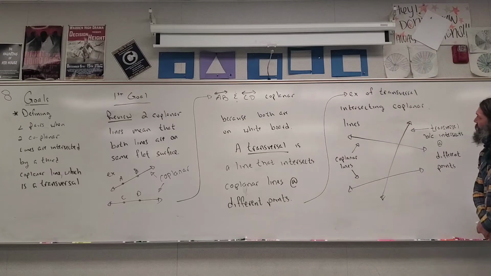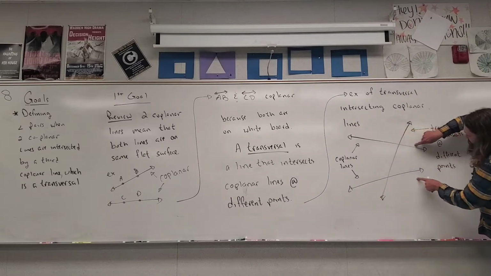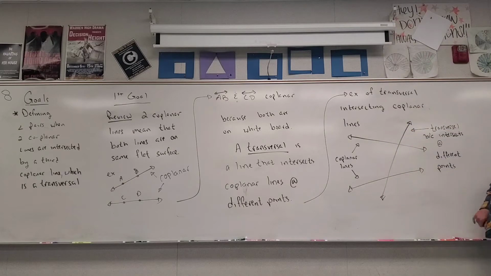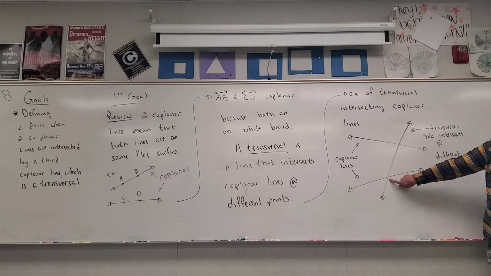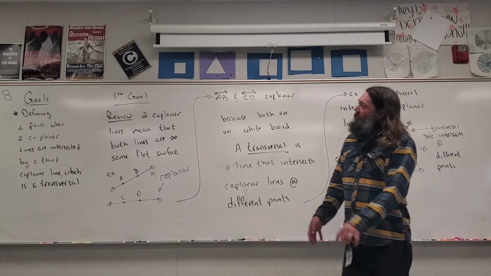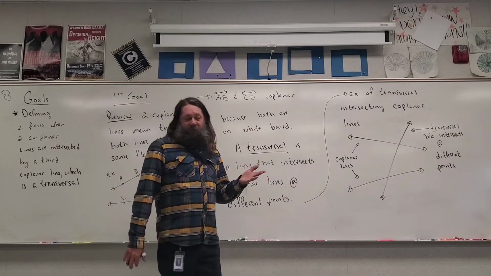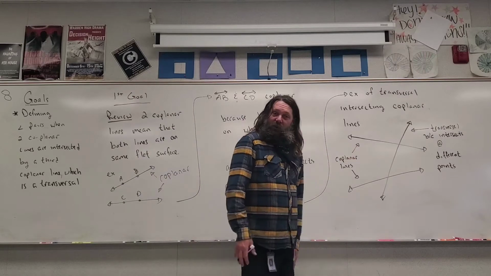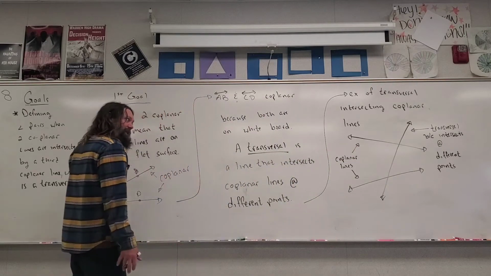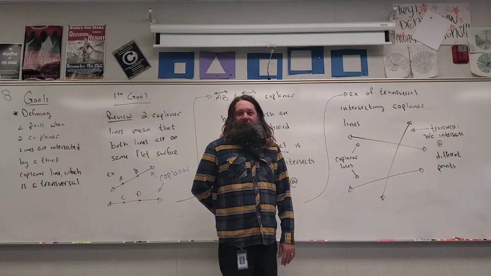And here's an example of a transversal intersecting coplanar lines. Here are my coplanar lines. And this is my transversal because it's intersecting at different points. It's intersecting at this point, and it's intersecting at this point. And so now that we have the picture of what we're going to be working with, we can now start to talk about the angles that are created from this. So let me erase this board. I'm going to come back and set up the next part of this first lesson, and I'll be back.